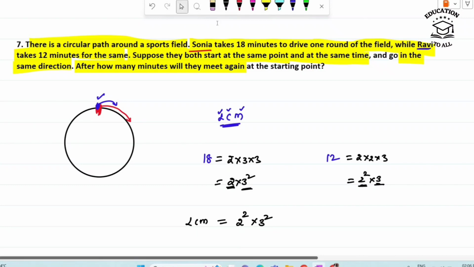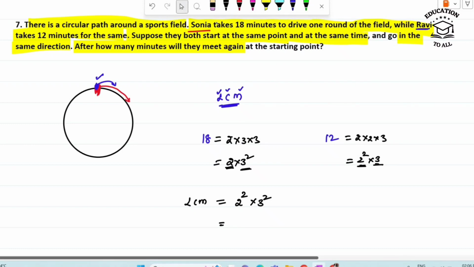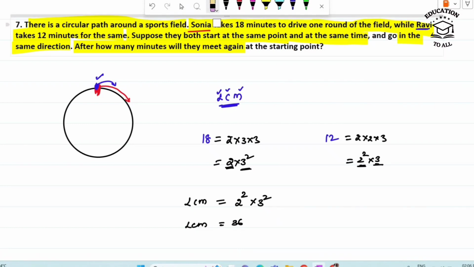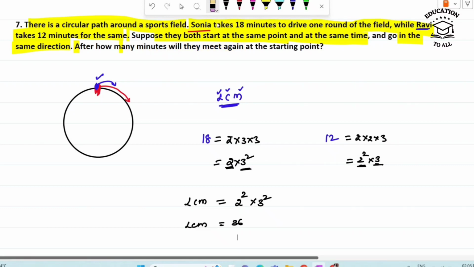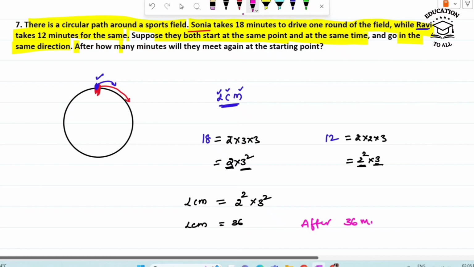Therefore, 2 square is 4 and 3 square is 9. 4 into 9 is 36. So the LCM is 36 minutes. Therefore, after how many minutes will they meet again at the starting point? We can conclude that after 36 minutes they will meet again at the starting point.